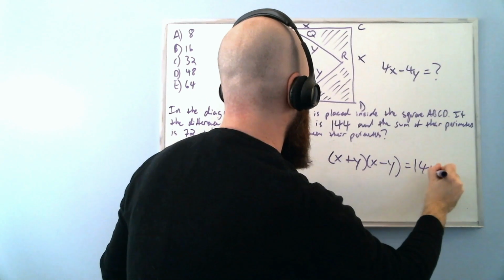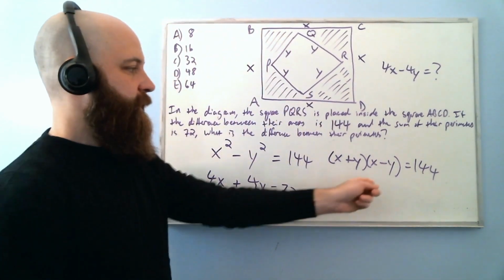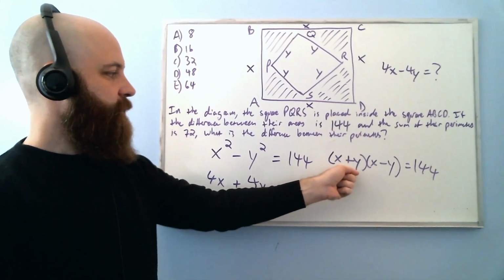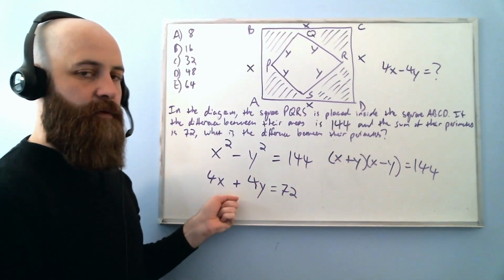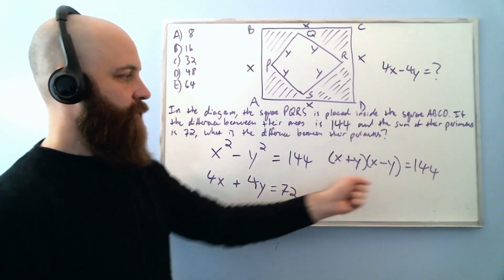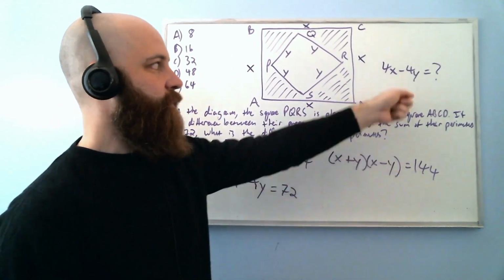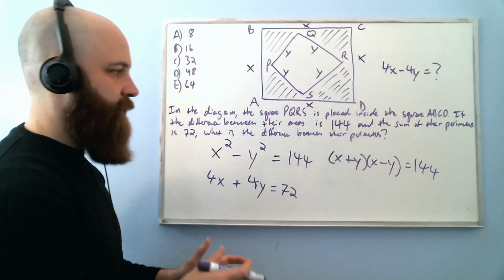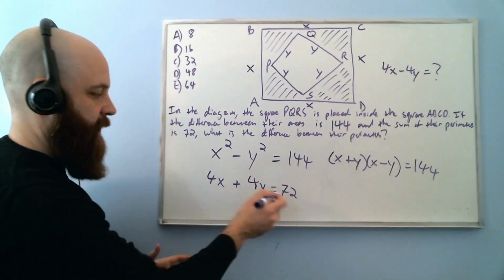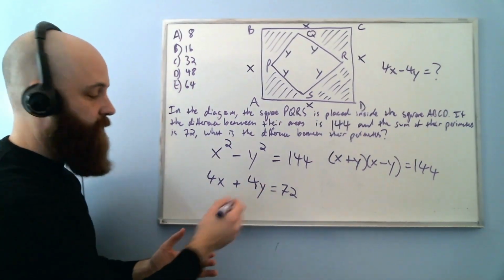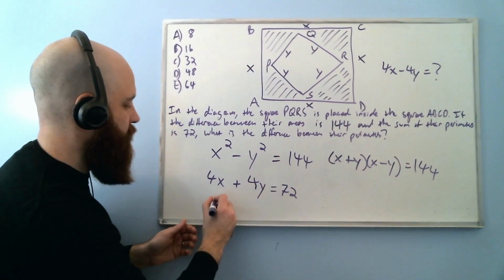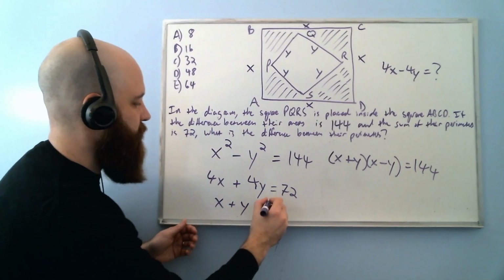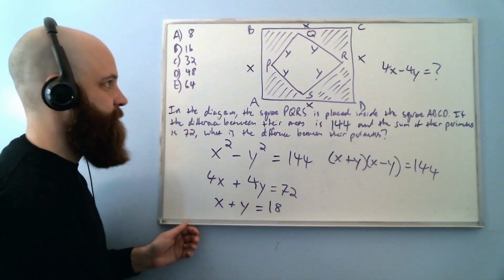That's equal to 144. Now all of a sudden I'm noticing some connections here. This has x plus y in the formula, and I know what 4x plus 4y is. This also has x minus y in the formula, and I want to know 4x minus 4y. Let's keep going with this idea of simplifying things. I could factor out a 4 here, or even better, divide both sides by 4. That would give me x plus y on this side, and 72 divided by 4 is 18.